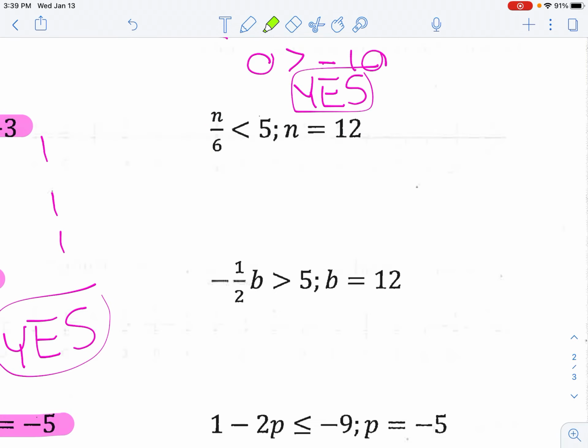Is n divided by 6 less than 5 when n equals 12? Substitute for n. Is 12 divided by 6 less than 5? Well, 12 divided by 6 is 2. Is 2 less than 5? Yes.